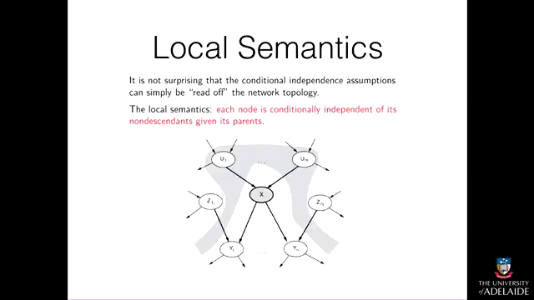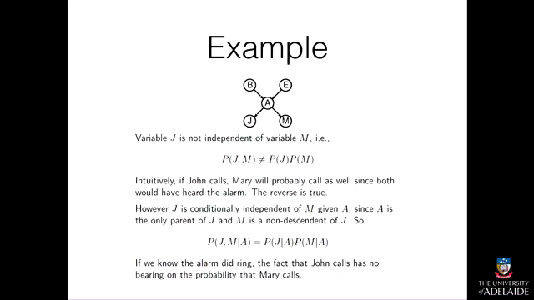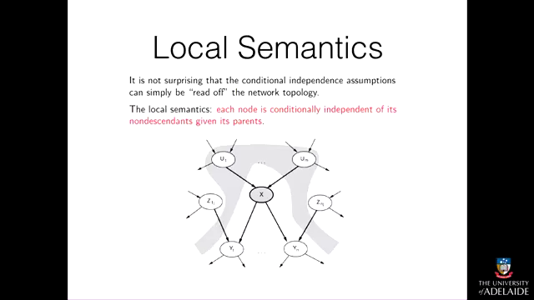It's a little bit tricky to understand, so let's do it by using an example here. Okay, so let's see, variables J and M, they are not independent, right? Because they have a common parent here. Okay, but once A is given, will J and M be conditionally independent or not? Any idea? So you can get the answer by using this rule.